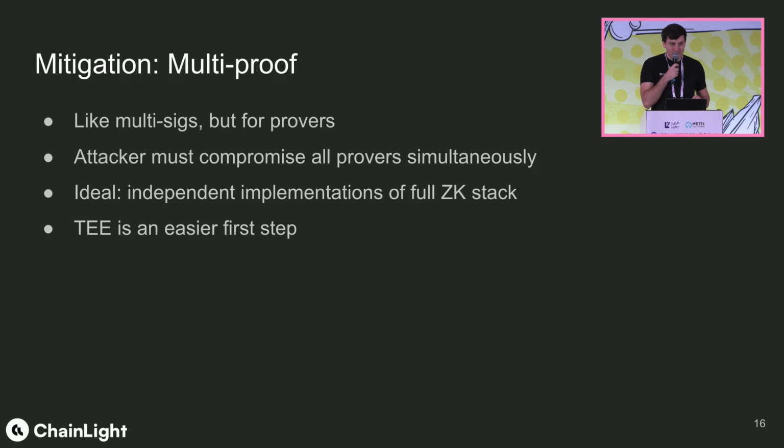So a slightly easier first step that a lot of L2s are currently working on is using TEE attestations as a second factor. This doesn't require doing a full ZK proof, but it does add some security to your proof system because a TEE attestation, in theory, should be difficult to forge, and especially difficult for an attacker to forge while also breaking a ZK proof system in the exact same way.